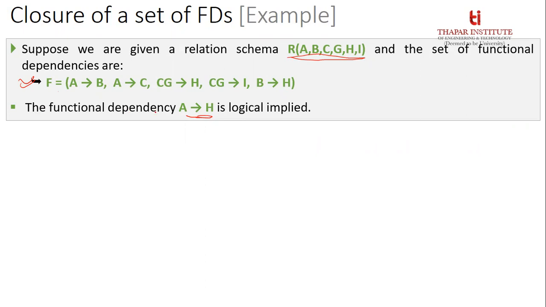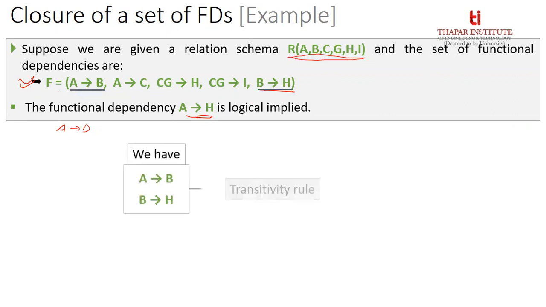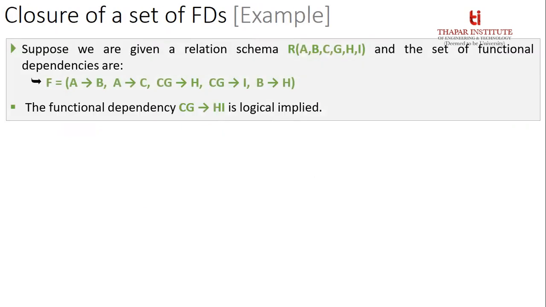Yes, sir. How? Sir, A determines B and B determines H. A determines B is given, how will A determines H come? Sir, B determines H is given at the end. So yes, B determines H is given, then we can identify it through transitivity. As we have A determines B, B determines H, with the transitivity rule we can identify A determines H. Very good.